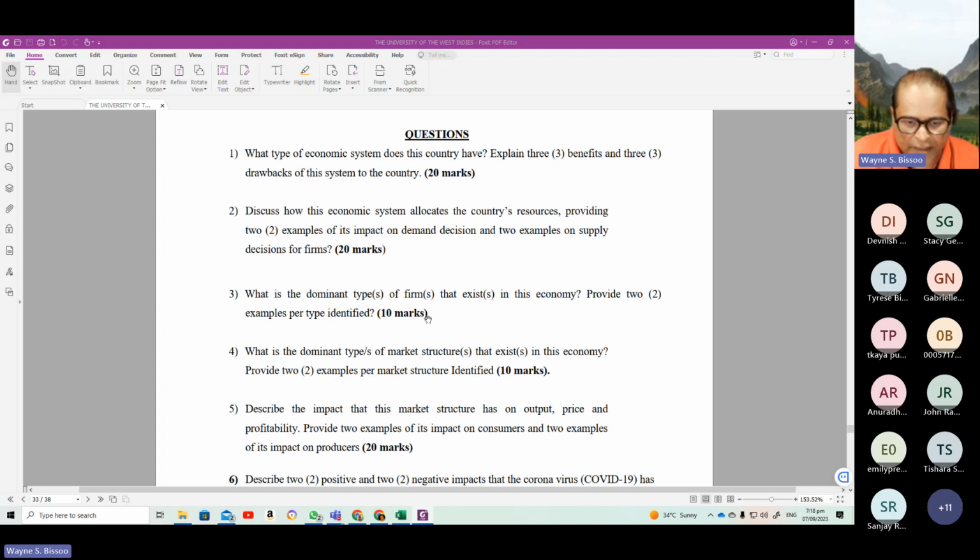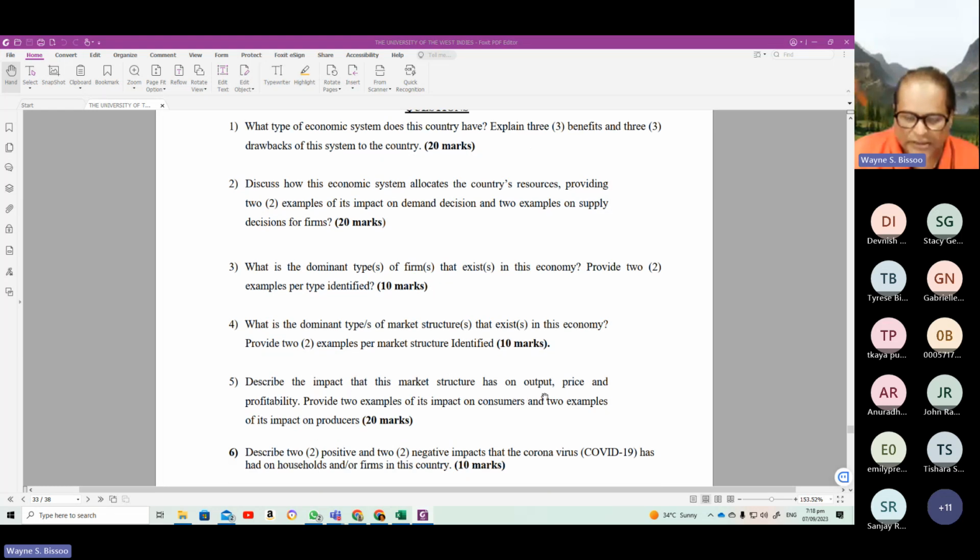All right. Describe the impact that this type of market structure has on output, prices and profitability, providing two examples of its impact on consumers and two examples of its impact on producers. So you need to evaluate the country in particular, what the impact of that is on the consumers and producers. So generally, based upon the type of market that they're in, consumers either benefit from the competition or they don't benefit from a lack of competition. That is where there is a limited amount of people or firms operating, and what impact is it likely to have on firms.